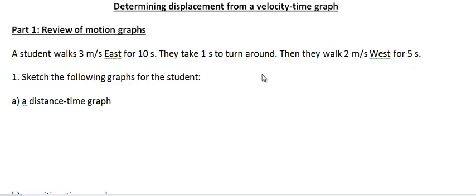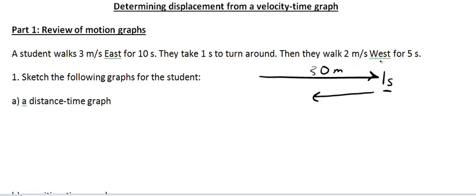Okay, so it's a good idea to sketch this out, make a little picture first. So they're going to go 3 meters per second east for 10 seconds. So 3 times 10, they're going to walk 30 meters that way. And then they're here for 1 second. They stay there for 1 second as they turn around. And then they walk back 2 meters per second west for 5 seconds. So 2 times 5 is 10 meters. Okay, so they're walking 40 meters total.